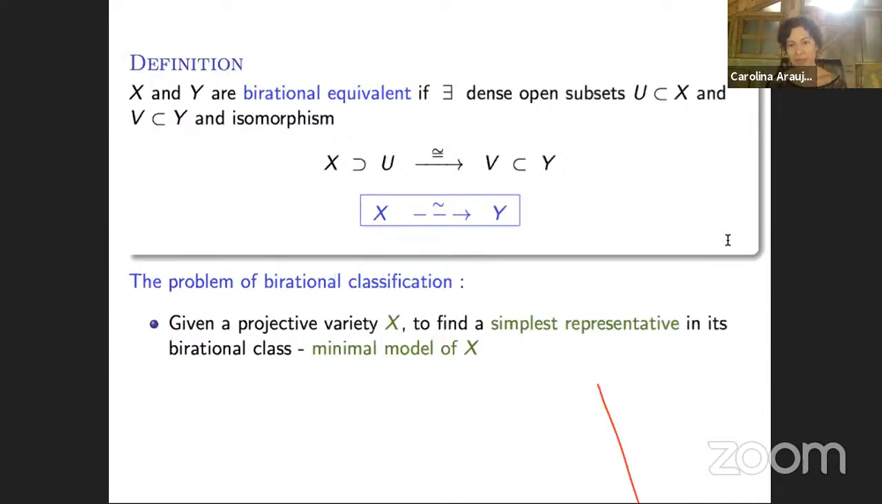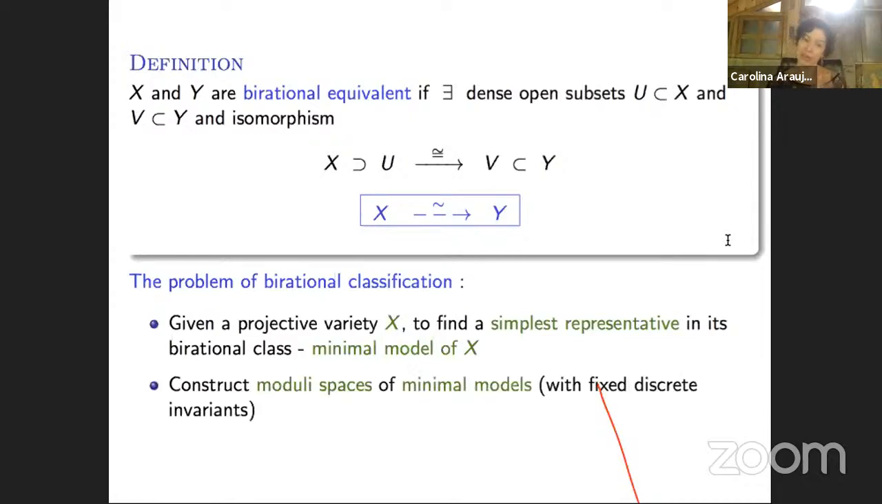Usually there are different simplest representatives. And then after we can do this, we would like to fix some discrete invariants and then construct a moduli space of minimal models having those discrete invariants. So this is roughly speaking how we address the problem of birational classification in algebraic geometry. Okay, so in this talk, I will be more concerned with the first part of this project, which is, given a projective variety, to find a simplest representative.